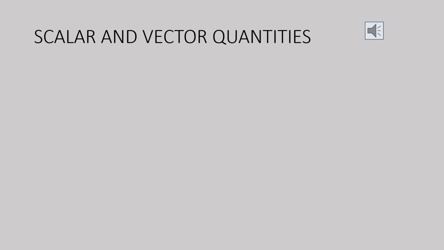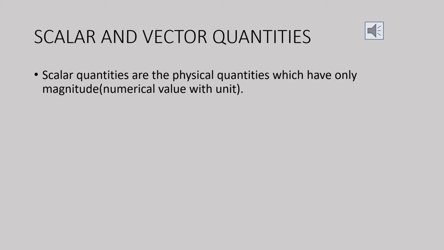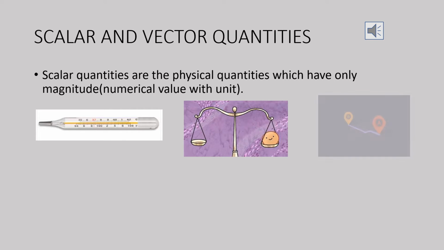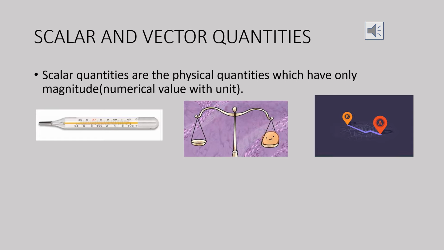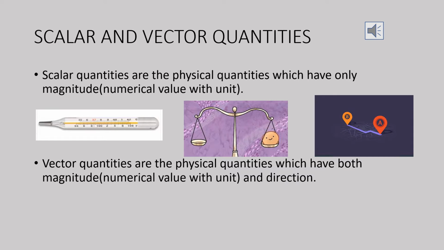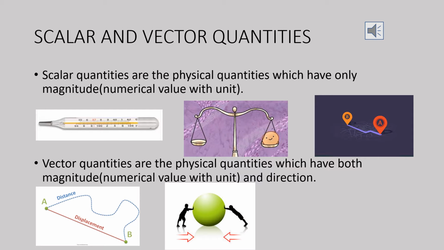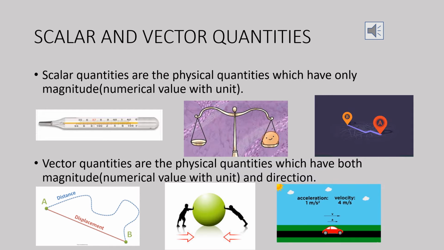Scalar and vector quantities. Scalar quantities are the physical quantities which have only magnitude, which is the numerical value with its unit. Some examples of scalar quantity are temperature, mass, and distance. Vector quantities are the physical quantities which have both magnitude and direction. Examples: displacement, force, acceleration, and velocity.